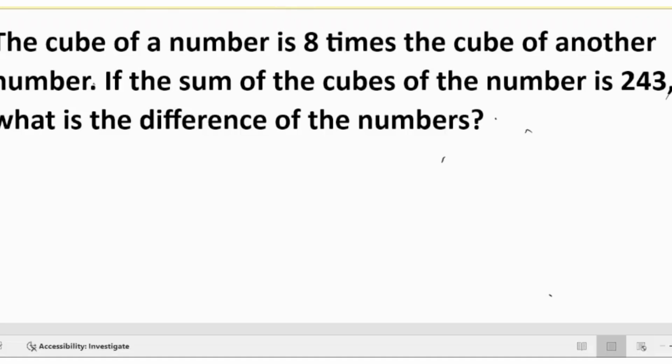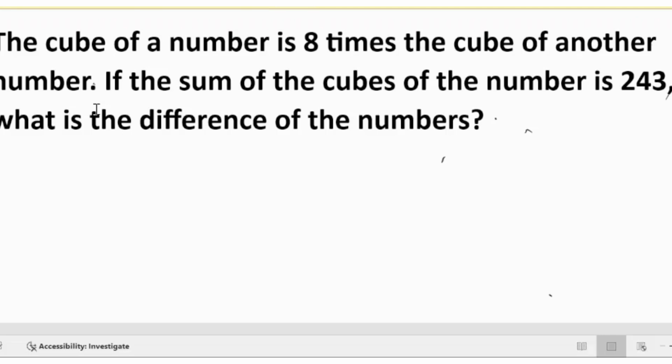Hello, once again, it's Teacher Isaac here, and today we are going to solve a problem pertaining to formation of equations, and of course, we are going to solve it using the substitution method.